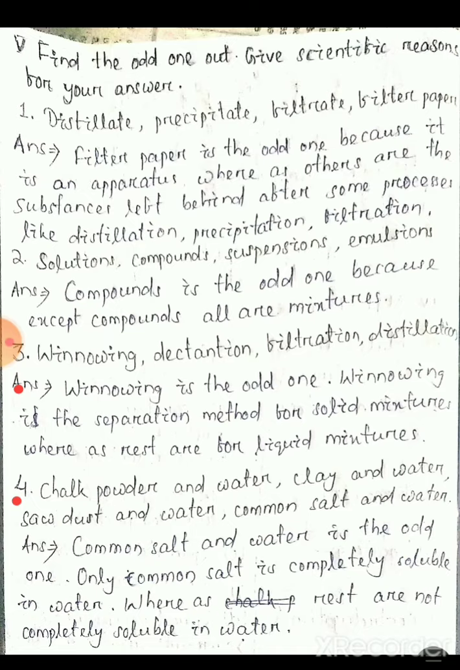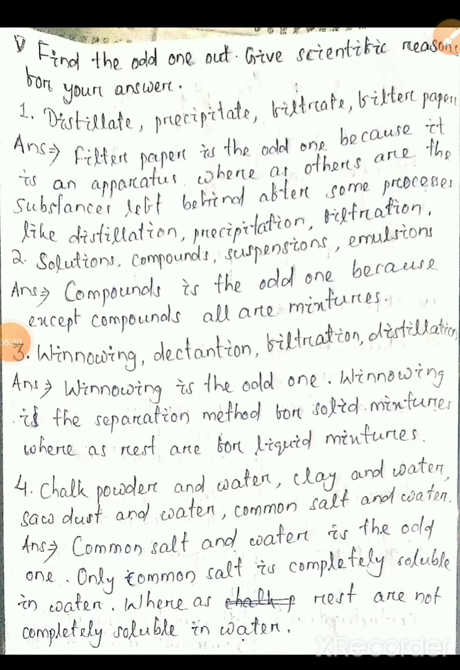Okay. Fourth one: chalk powder and water, clay and water, sawdust and water, common salt and water. Common salt and water is the odd one because in water common salt is completely soluble, whereas chalk powder, clay and sawdust are not completely soluble. That means they are not a proper solution as compared to common salt and water. So you write common salt and water is the odd one because only common salt is completely soluble in water, whereas the rest are not completely soluble in water. Okay. In this way, your recalling ideas part is completed.